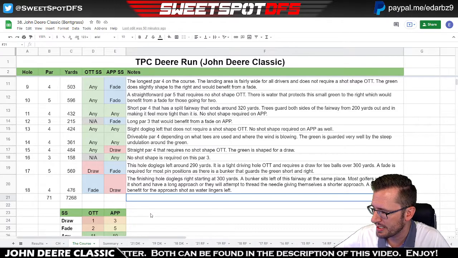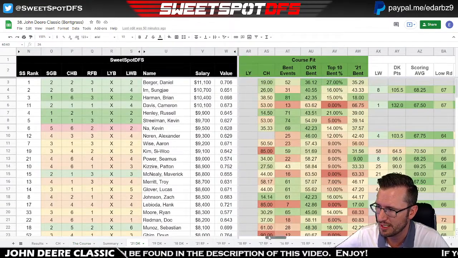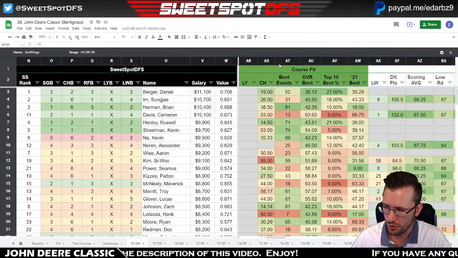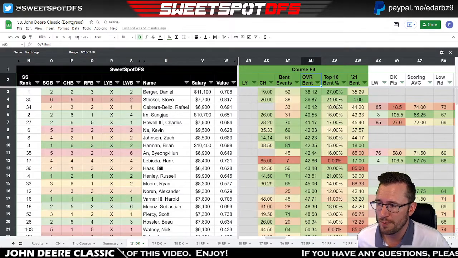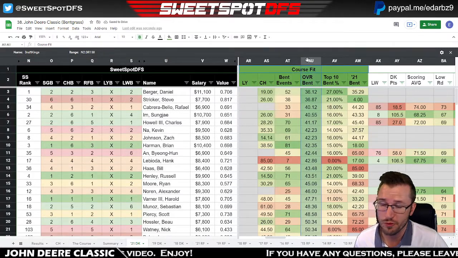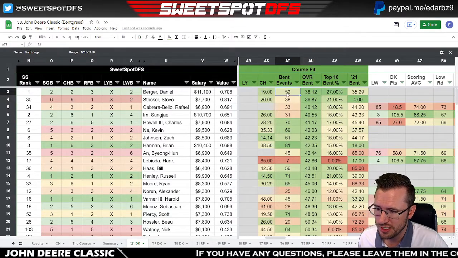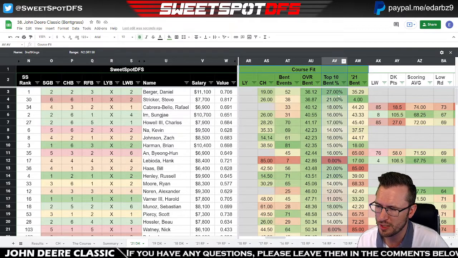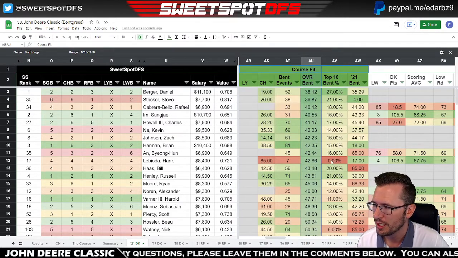Let's go ahead and take a look at grass stats before we get into the bucket system, because I find that's a pretty good transition from the course breakdown to here. And we're obviously on bent grass, so I'm going to take a look at bent grass. This is your average finishing position from 2013 to present day. Number 1 guy, Daniel Berger, 52 events. He has a 27% clip of finishing inside the top 10. We'll actually talk about this stat shortly, but let's focus on the overall average.